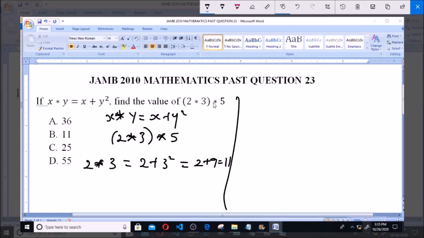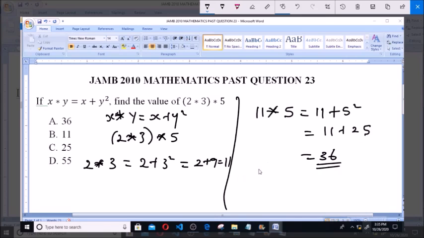Now let's come outside the bracket. So the result of this bracket asterisk 5 will be 11 asterisk 5, which is equal to 11 plus 5 squared, and this is equal to 11 plus 25, which is equal to 36.